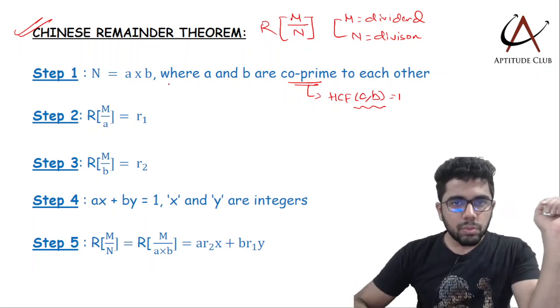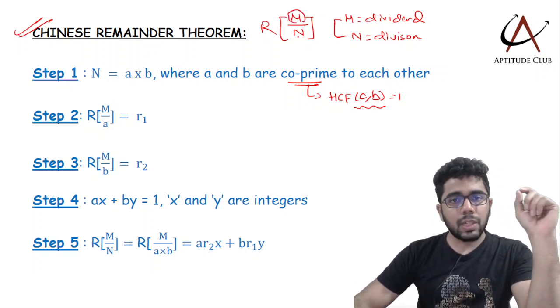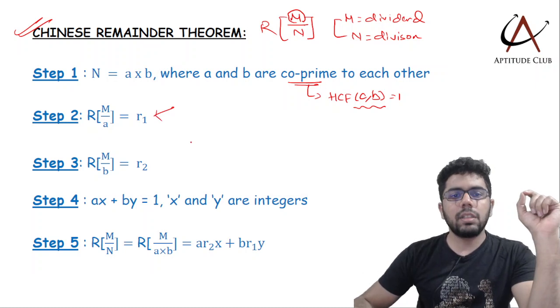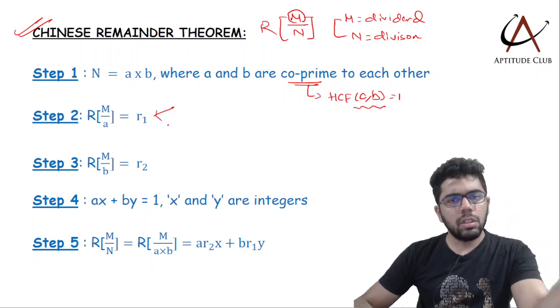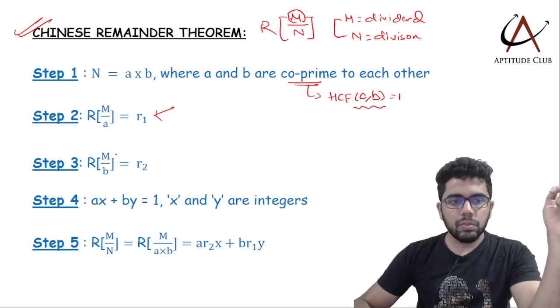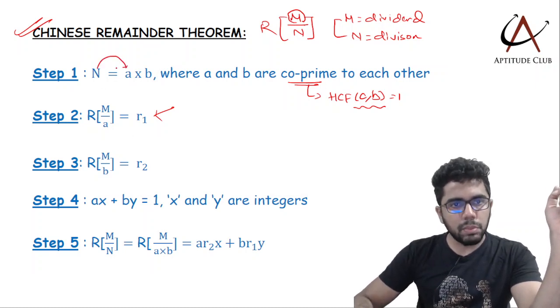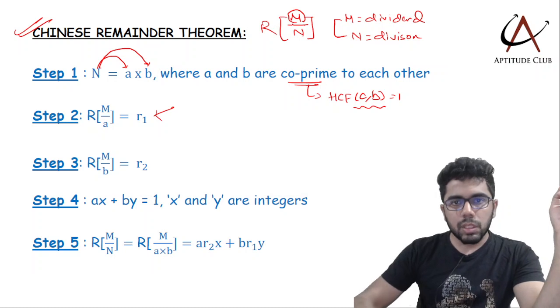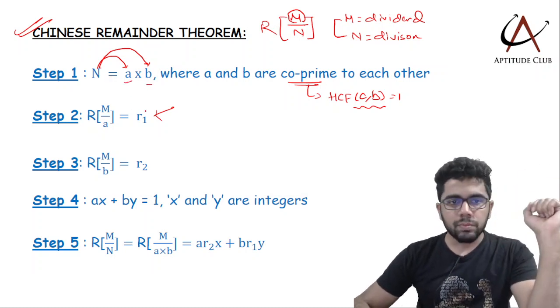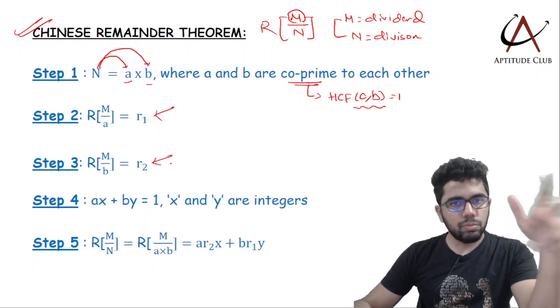Then step 2, divide this dividend m, rather than dividing it with n, you divide it with a, and let us say the remainder is r1. Some remainder will come, divided by a. Similarly, divide the same dividend m with b. I broke n into a and b, so divide your dividend first by a, then by b, and you will get remainders r1 and r2.